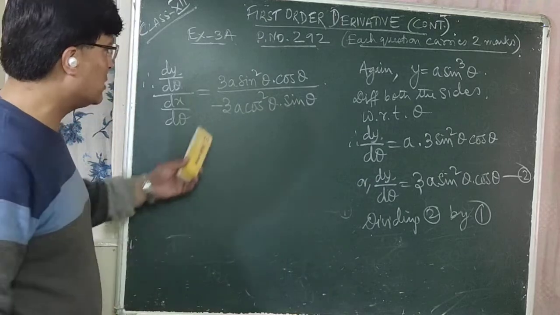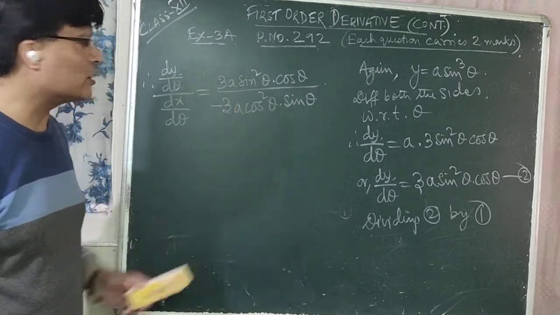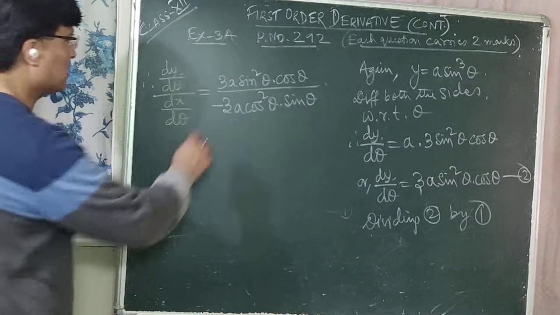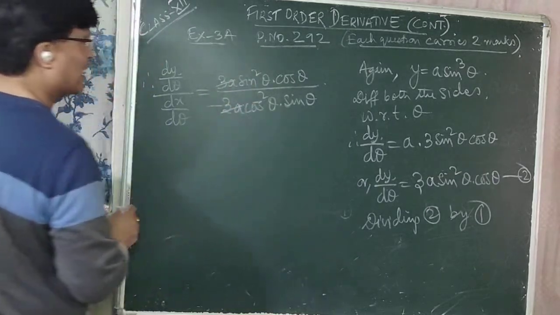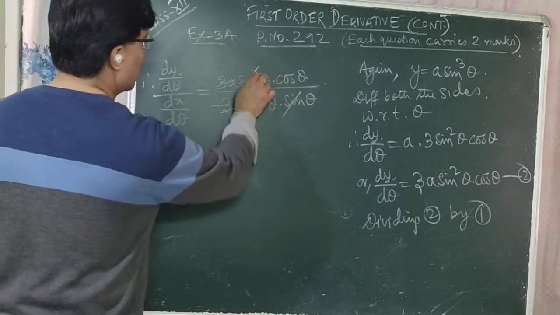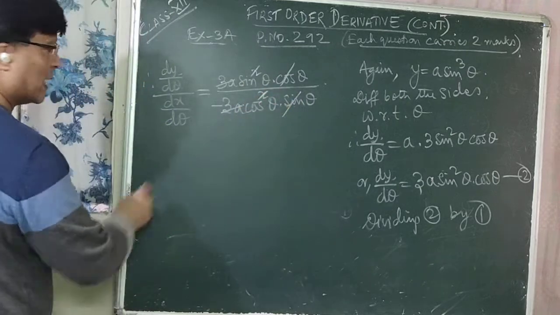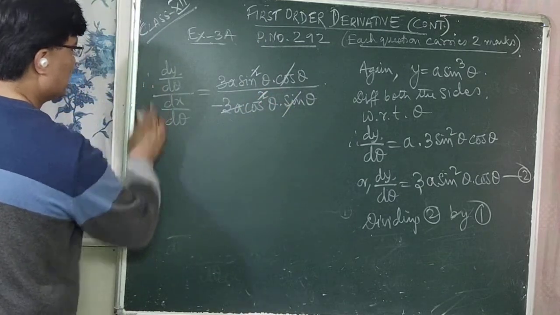In number 1, it was minus 3a cos square theta into sine theta, right? So here 3a gets cancelled. Sin theta and square gets cancelled, cos theta and square gets cancelled. So here also d theta gets cancelled.